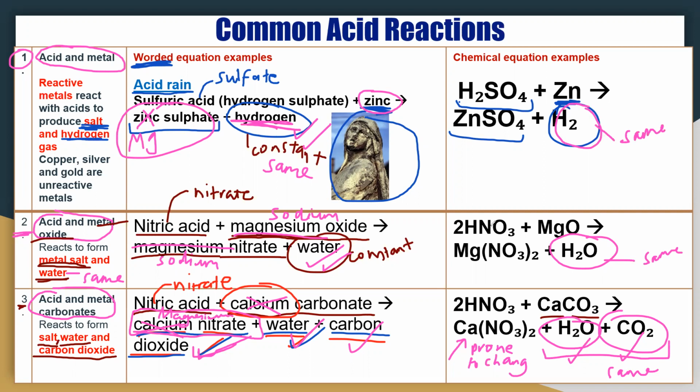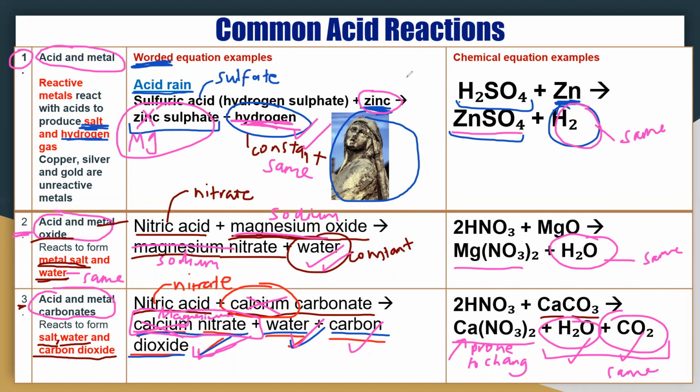Okay, guys, so those are the three types of metal acid reactions, the kind of reactions that we see when metals and acids come together. So it's really important to understand how each one of these is different, as well as the things that will stay constant and the things that will change. For most of these, it's the metal salt that is always prone to change. The rest of the products remain constant there.